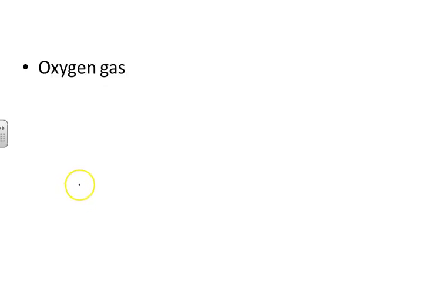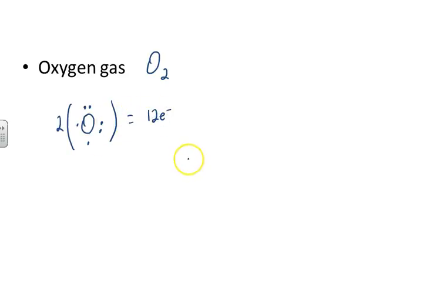All right, then we have oxygen gas. Oxygen gas takes the form of O2. We have oxygen, nothing but oxygen. It's in group 16, so we've got 6 electrons. There are 2 of them. 2 times 6 is 12 electrons total that we have available to use.